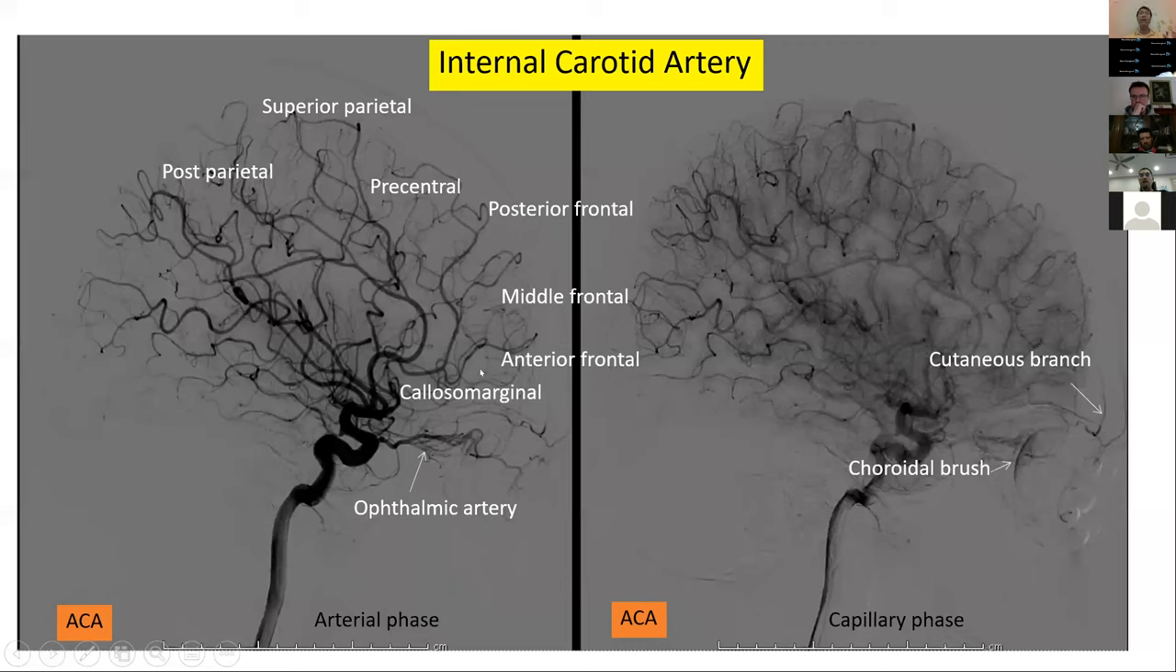They have many names that are specific to each artery. If we can remember them, this is very good when we interpret treatment planning or the related complications that can occur. So in this picture, you can see the choroidal branch.